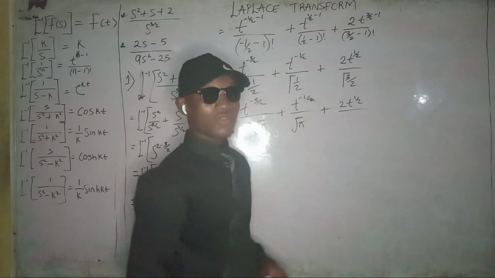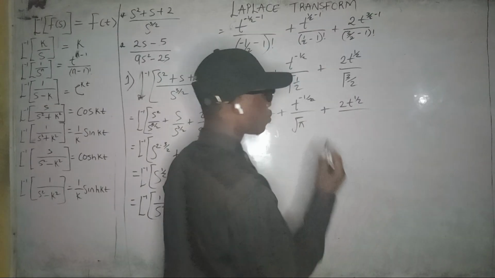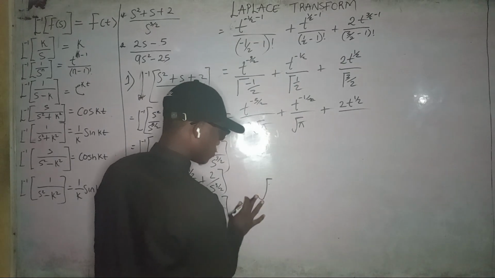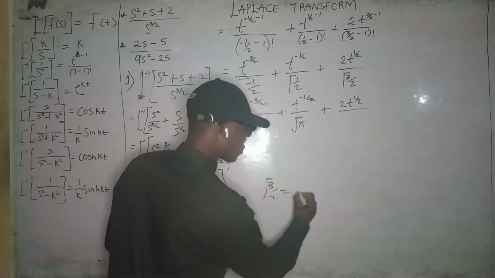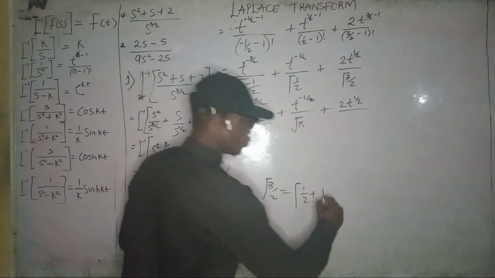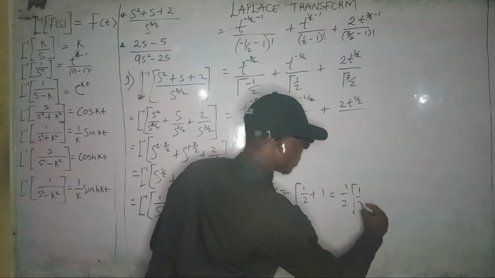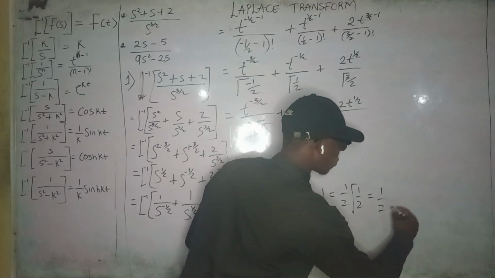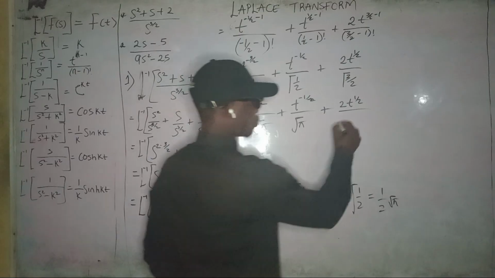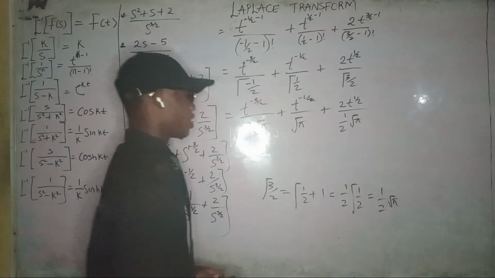We have the gamma function of 3 over 2. How are we going to express it in terms of the gamma function of 1 over 2? We know that the gamma function of 3 over 2 is equal to the gamma function of 1 over 2 plus 1. So, therefore, this is equal to 1 over 2 gamma function of 1 over 2, which is equal to 1 over 2 root pi. So that is our answer for that.